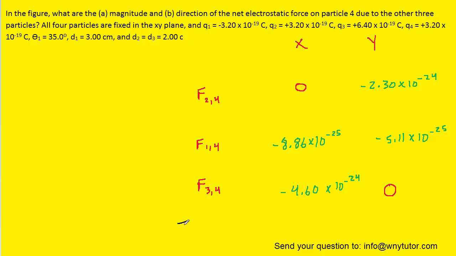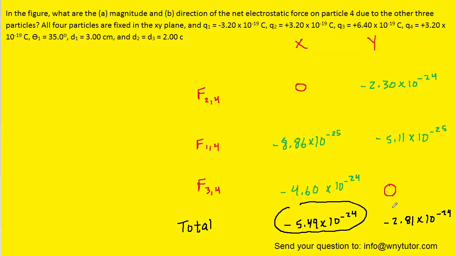What we want to do next is add together the 3 x components to get a total x component, and then also add together the 3 y components to get a total y component. So let's pick up our calculators again and basically add vertically downward to get the total x, and then vertically downward to get the total y. And when we do so, we get this value for the total x component and this value for the total y component.